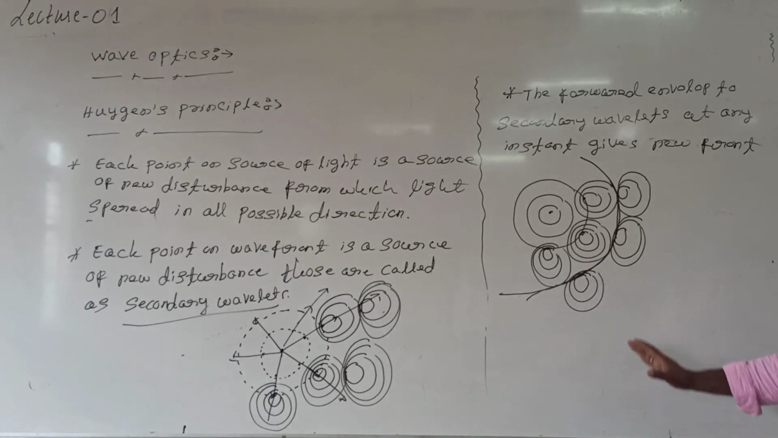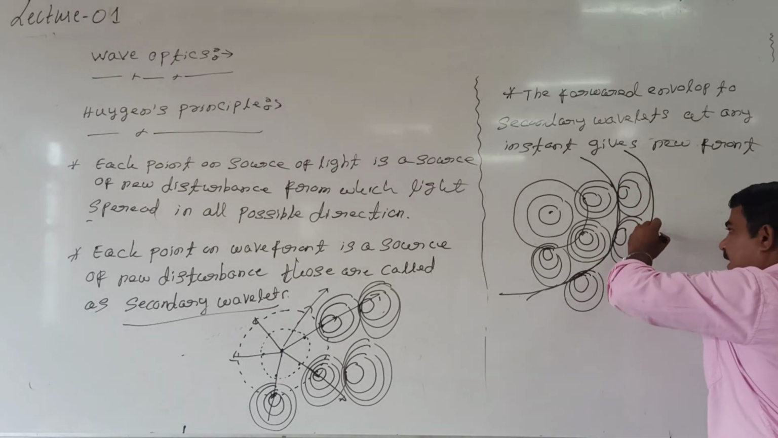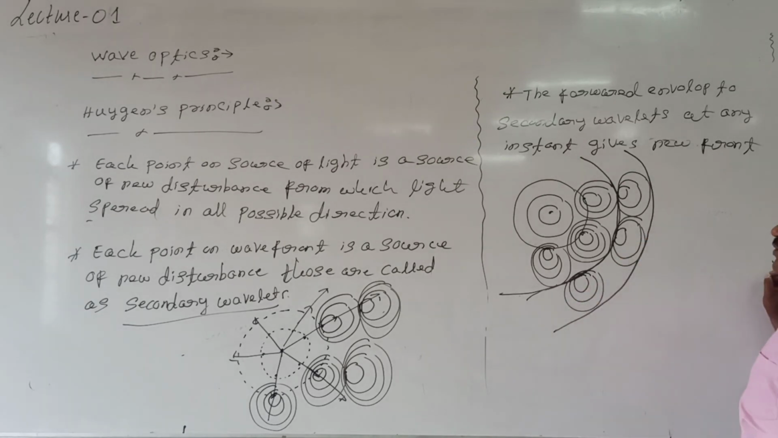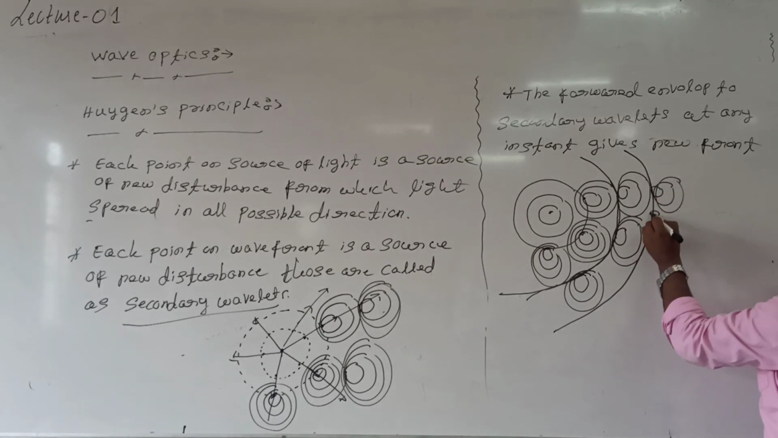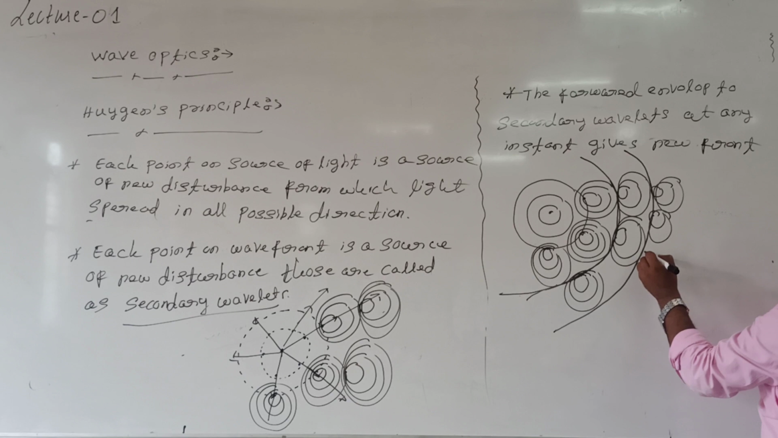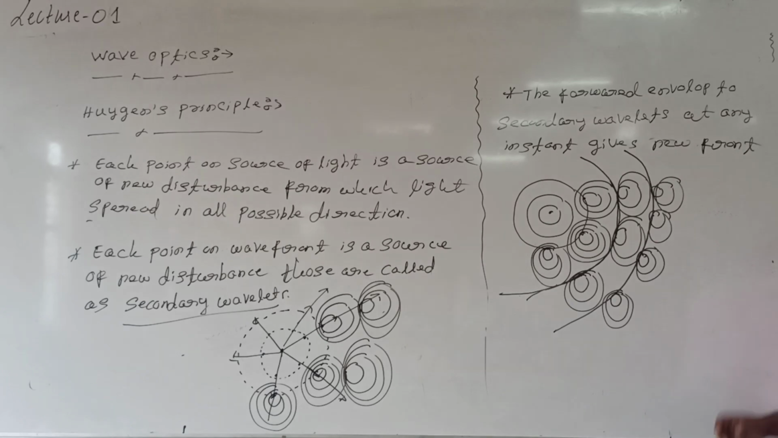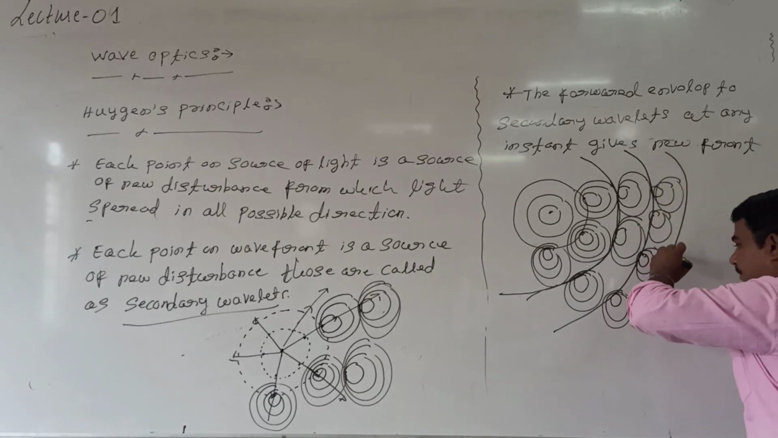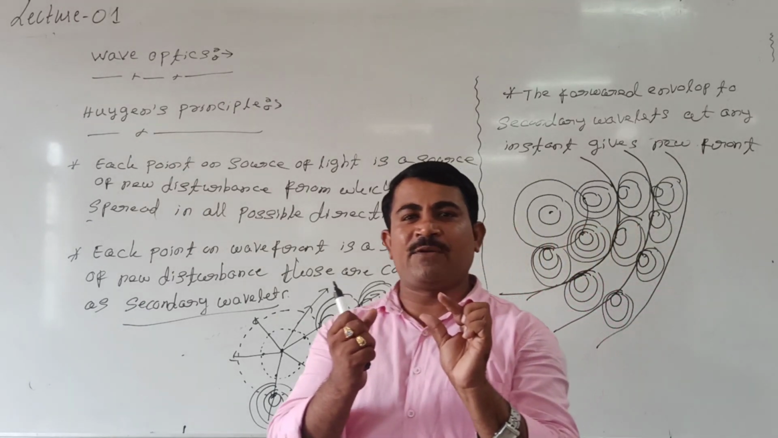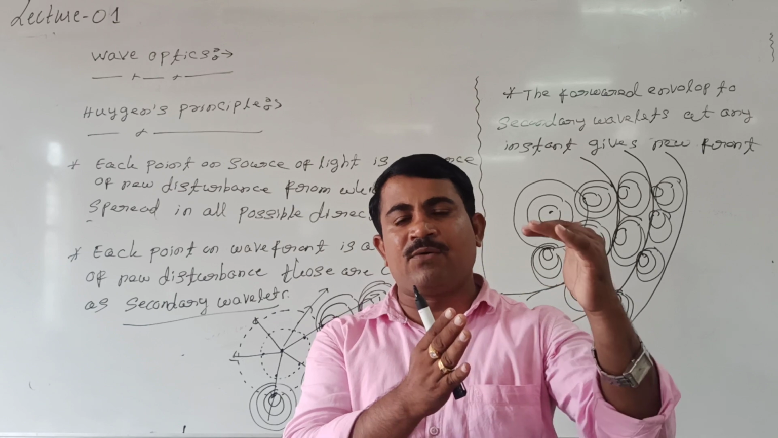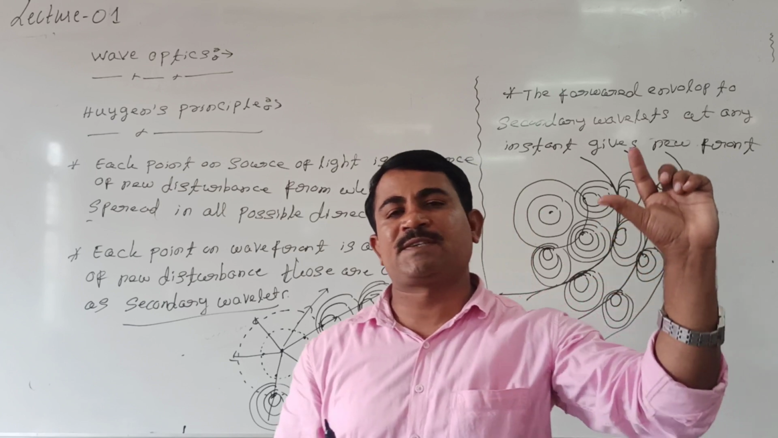Are you following? Again, this becomes primary now and this becomes secondary. The forward envelope to secondary wavelets at any instant gives the position of the new wavefront. Again, if you draw the forward envelope, it gives one more wavefront. Very simple. To secondary wavelets, if you draw the forward envelope, that gives the propagation of the new wavefront. The third point concerns only the forward motion of the secondary wavelets.